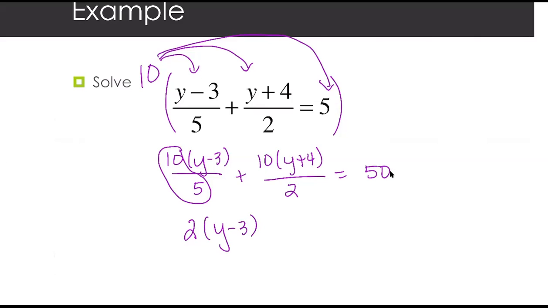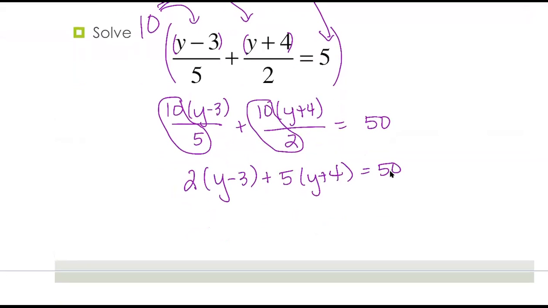Also, notice I did put parentheses here. If you don't, that's going to cause you an error later on. You have to make sure that if there's a quantity, you put that in parentheses. The next one is 10 divided by 2, which is going to give me 5. Like I said, if you don't need that step, you can skip it, that's fine. I just wanted to work it out for those who might need that.